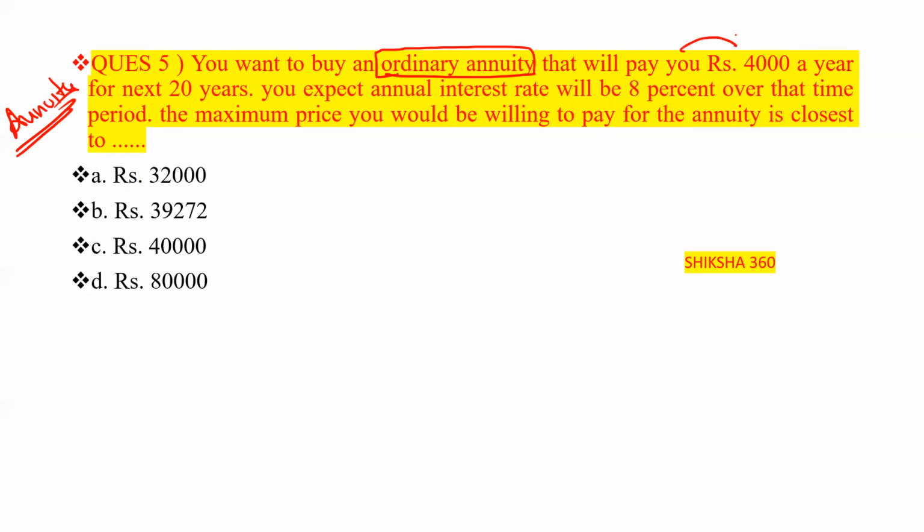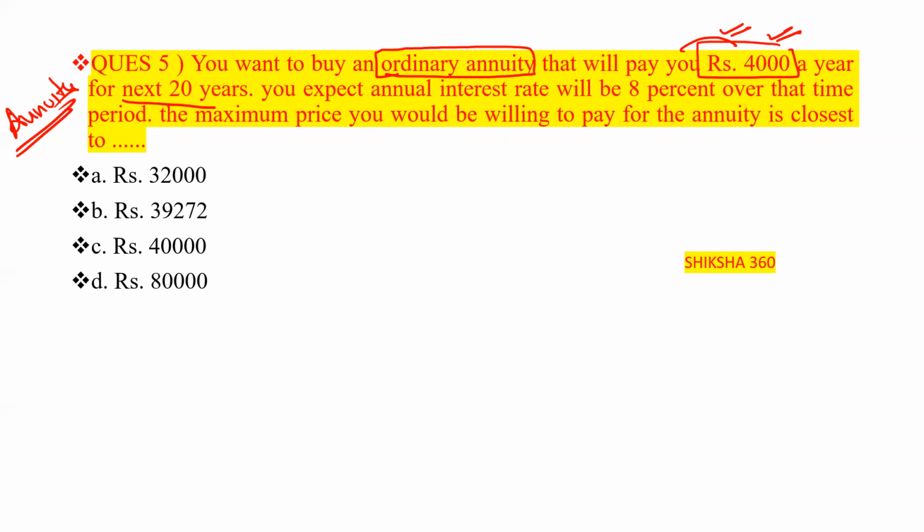That will pay you rupees 4,000. Clear? That we will get rupees 4,000 a year for the next 20 years. Basically every year we will get rupees 4,000 for the next 20 years. And you expect the annual interest rate will be 8% over that time period. Clear? And here the annual interest rate will be 8%.